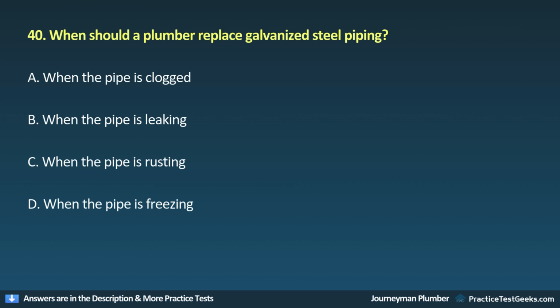40. When should a plumber replace galvanized steel piping? A. When the pipe is clogged. B. When the pipe is leaking. C. When the pipe is rusting. D. When the pipe is freezing.